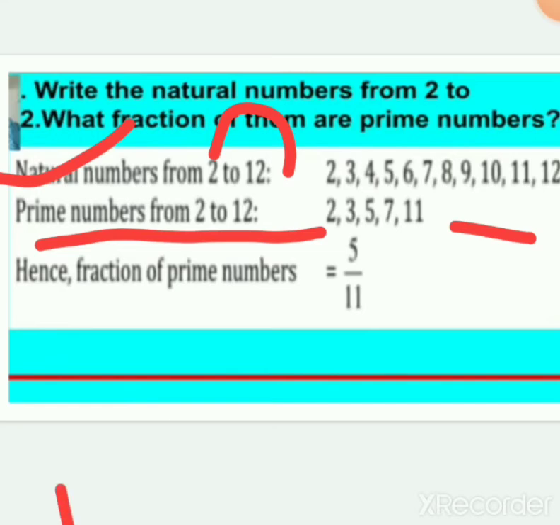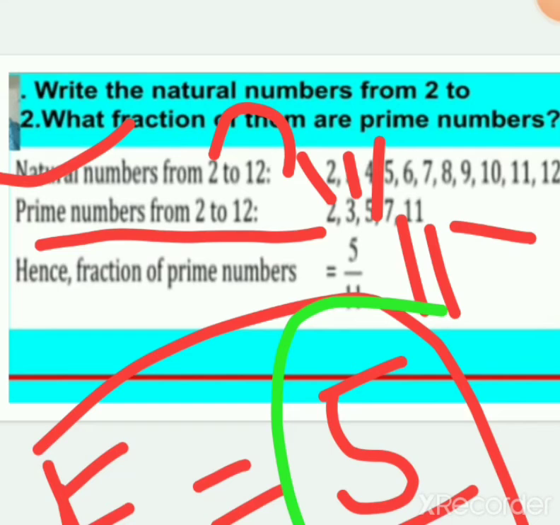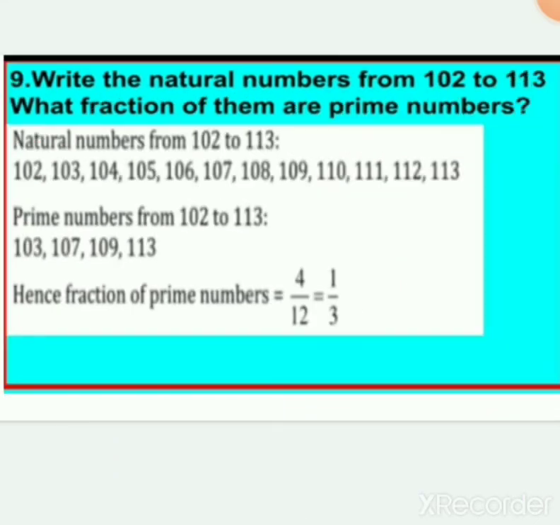So the fraction for prime numbers will be, how many prime numbers are here? 1, 2, 3, 4, 5. 5 prime numbers are here and total numbers are 11. How 11? If you will count from 2 to 12, it will be 11 total. The fraction we have is 5/11. We have question number 9.